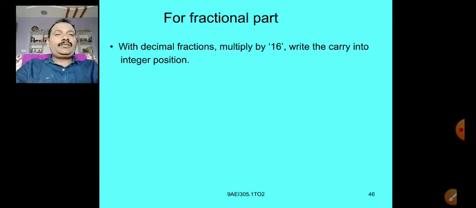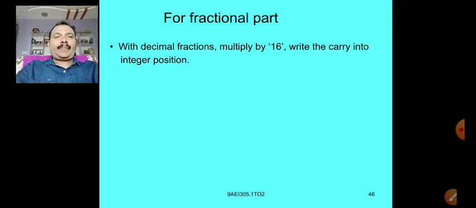Let us take the fractional part. What you have to do is adopt the same procedure that we had earlier discussed in the case of fractional parts of binary and fractional parts of octal conversion. Similarly, here also you have to multiply the fraction by radix 16 and write the carry and integer positions respectively as we had done earlier.